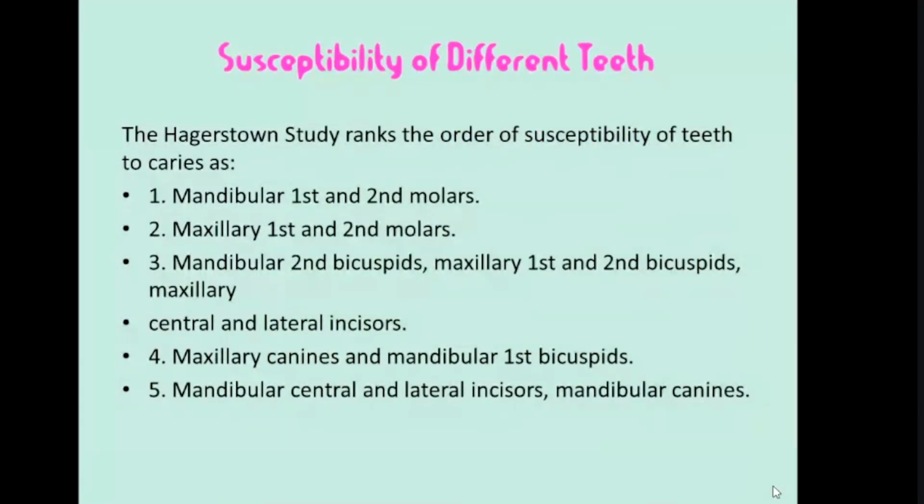Susceptibility of different teeth. We said mandibular first and second molar, maxillary first and second molar. The third one is mandibular second bicuspid tooth and maxillary first and second bicuspid teeth. Central and lateral incisors also. In the fourth level, we have the maxillary canines and mandibular first premolar. The last teeth susceptible to dental caries are the central and lateral incisors and the mandibular canines. These are also the ones that develop smooth surface caries.